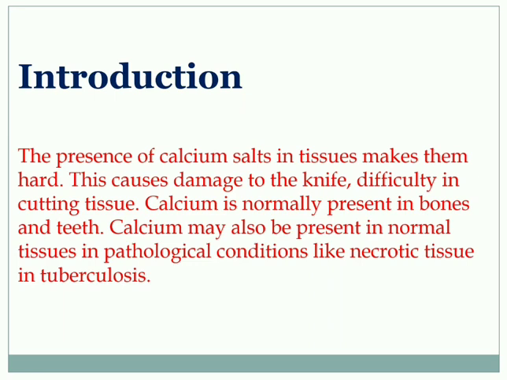The presence of calcium salt in the tissue makes it hard. This causes damage to the knife and difficulty in section cutting. Calcium is normally present in the bones and teeth. Calcium may also be present sometimes in normal tissue in a pathological condition, like necrotic tissue in tuberculosis.